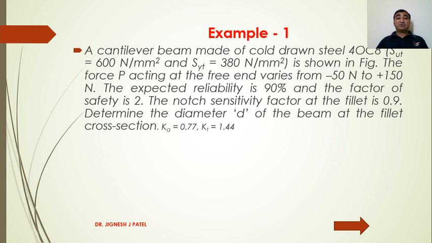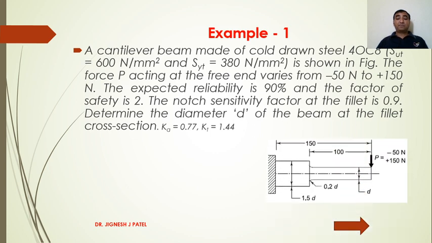Ka is equal to 0.77 and Kt, the theoretical stress concentration factor, is 1.44. Now you can see here this bar is subjected to the load which varies from minus 50 Newton to plus 150 Newton. Now we have to find the diameter D at this fillet radius. And you can see the distance between this load and this point is 100, and the total length of this bar is 150 millimeter.